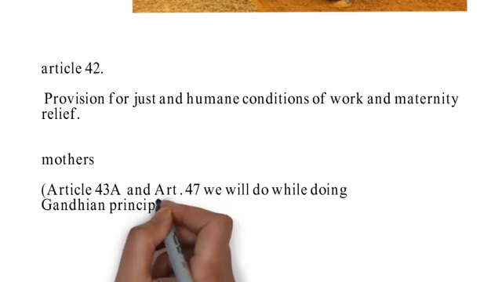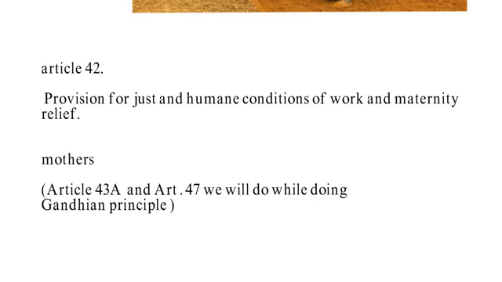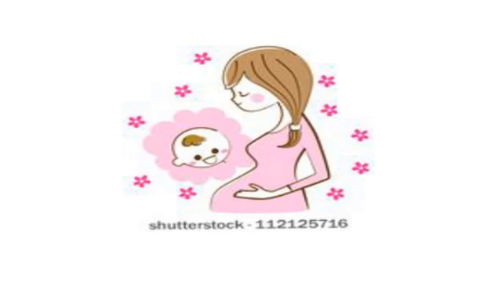Then move to Article 42. 42 provides provisions for just and humane conditions of work and maternity relief. And look at this picture and just remember the keyword mothers. A question was asked whether the provision for maternity relief is provided in which article. So this one is important, maternity relief, since many companies are also providing various benefits related to maternity relief. So you remember the keyword here, mothers. And now we have only 3 keywords. First is welfare, second is work, and third is mothers.